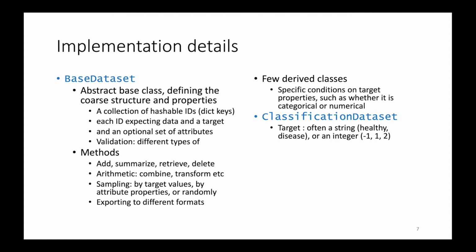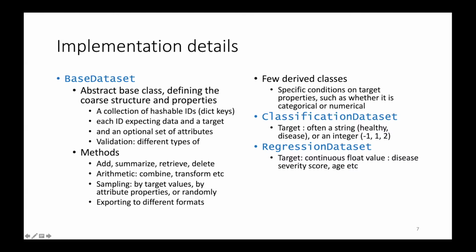More importantly, what I actually use are the derived classes like classification datasets and regression datasets. So this lays down some criteria for targets in terms of categorical and numerical. And there are many other possibilities for your own needs, right?